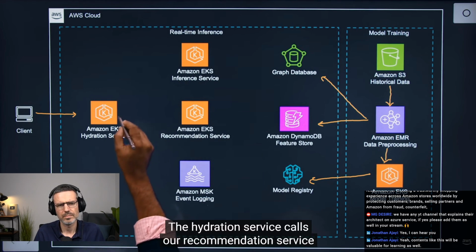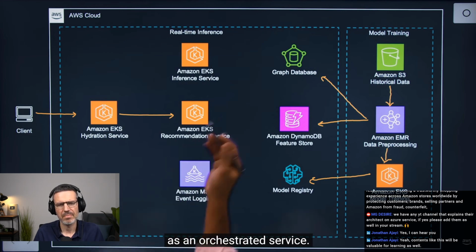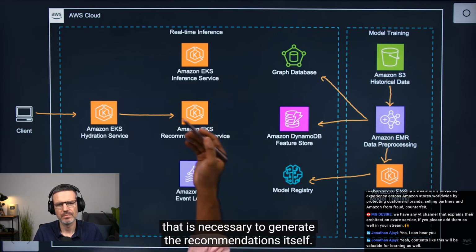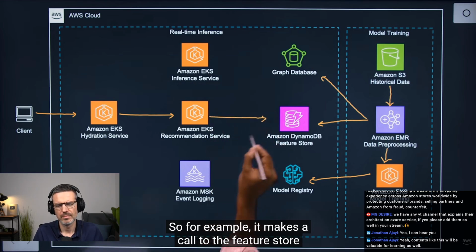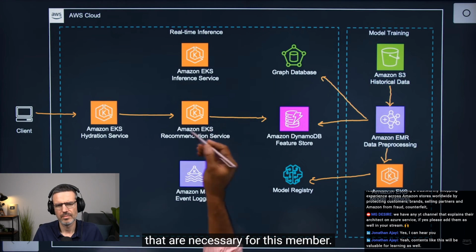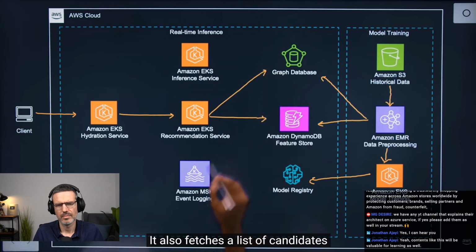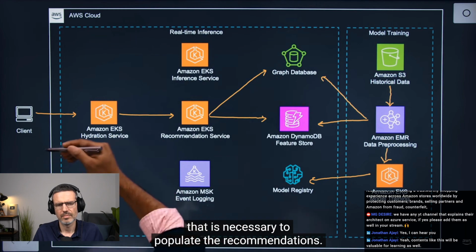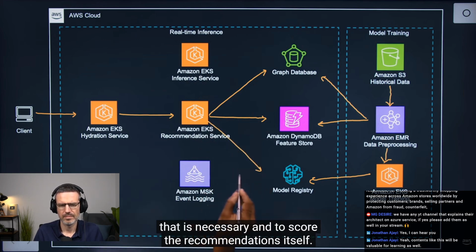The hydration service calls our recommendation service, where you can think of this service as an orchestrator service that typically orchestrates all the information that is necessary to generate the recommendations itself. So for example, it makes a call to the feature store to fetch all the features that are necessary for this member. It also fetches a list of candidates from the graph store that is necessary to populate the recommendations. It also fetches the latest model that is necessary to score the recommendations itself.